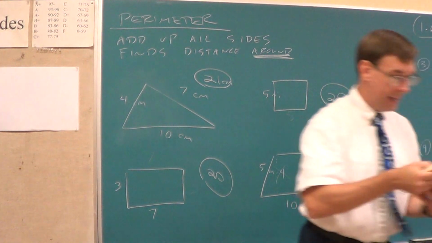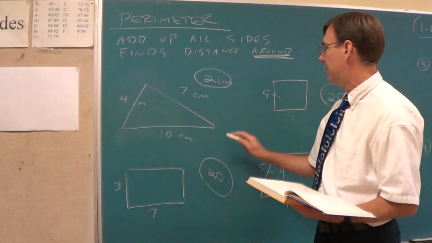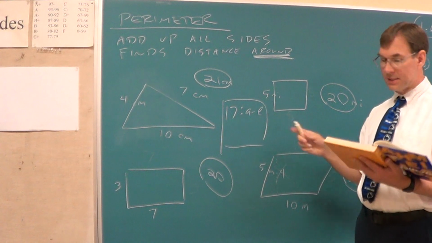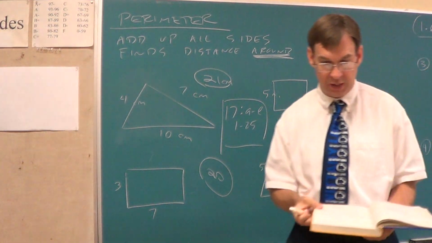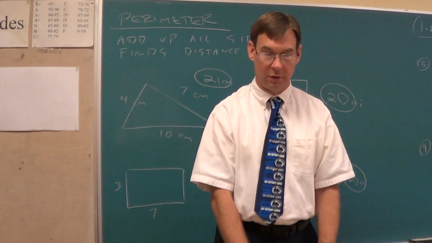So not yet, but soon. The homework we're going to work off of this is on page 17. On page 17, there's an ABCDE part with shapes, and then as always, there's the good old-fashioned 1 to 25. But for now, we'll just cut off this video and call it a day.